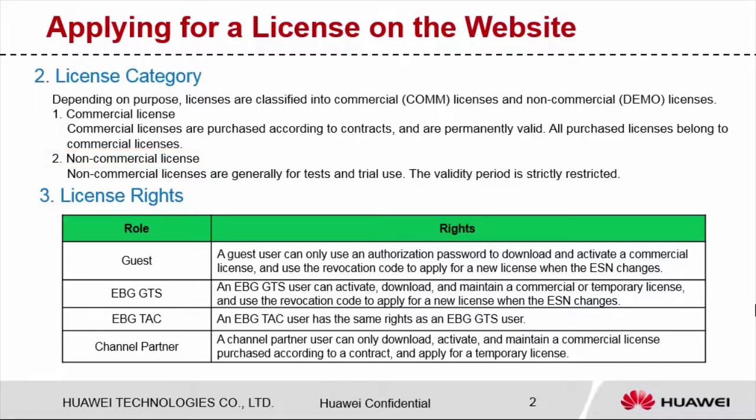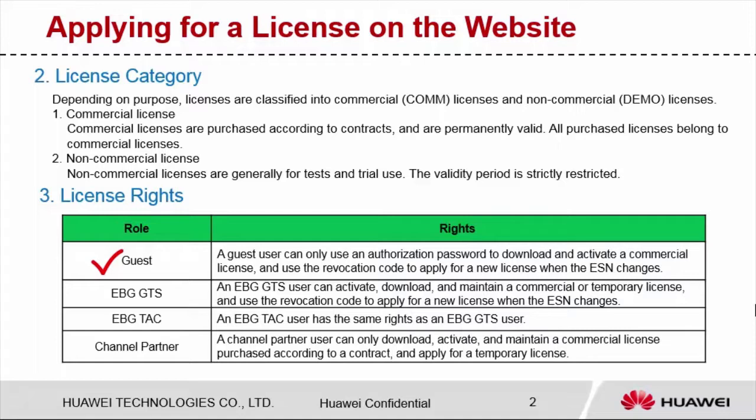Licenses have four types of target users: guest, EBG GTS, EBG TAC, and channel partner. The users have different rights. A. A guest user can only use an authorization password to download and activate a commercial license, and use the revocation code to apply for a new license when the ESN changes.